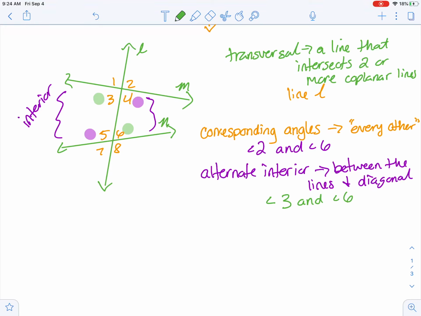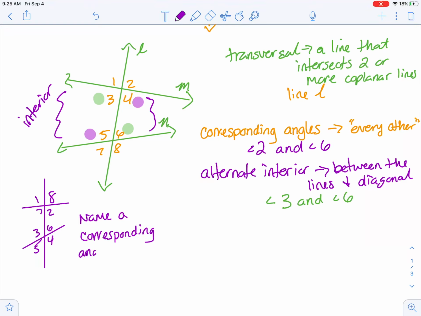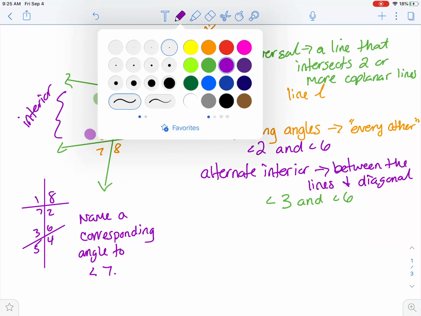Okay, now I'm going to use the same picture, but I'm going to draw a little picture off to the side, and I want you to try to find one of these angles. So from these two lines right here, 3, 4, 5, 6, 7, 8, name a corresponding angle to angle 7. Okay, name a corresponding angle to angle 7. Go ahead and pause the video and try that now.